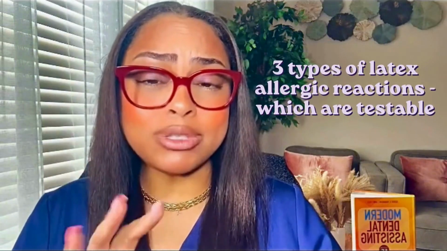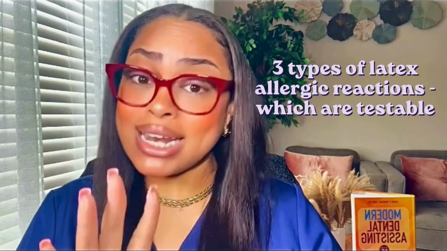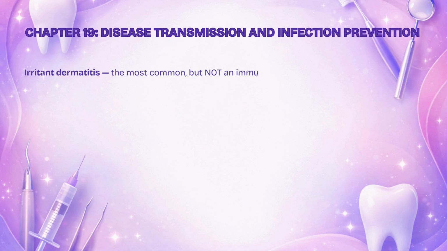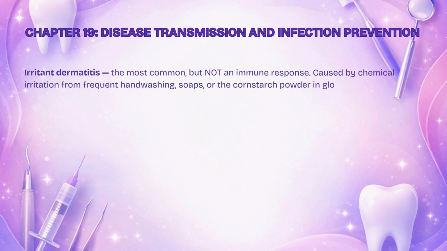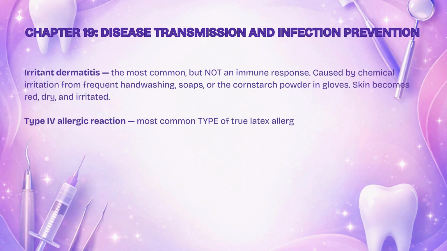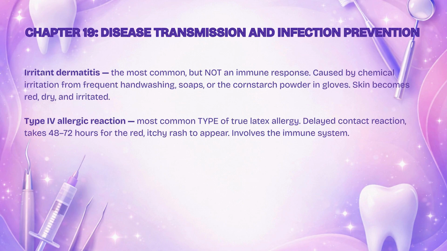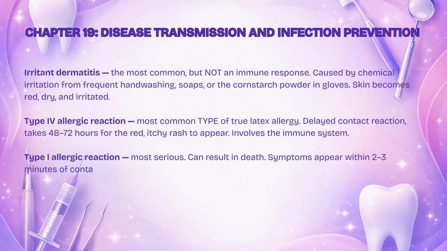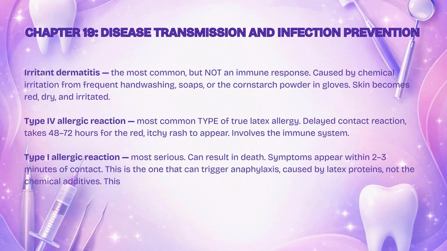Section 6 is the last section in this study session: latex allergies. There are 3 types of latex allergic reactions, and it is testable. First is irritant dermatitis. This is the most common but not an immune response, caused by chemical irritation from frequent hand washing, soaps, or the cornstarch powder in gloves. Skin becomes red, dry, and irritated. This has happened to me before.